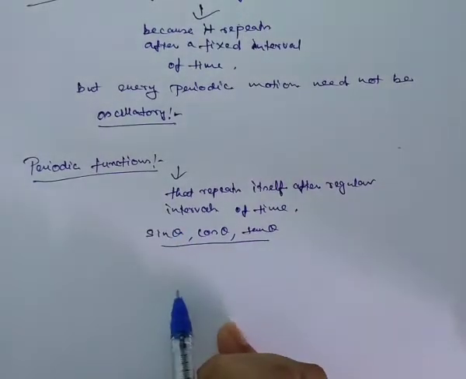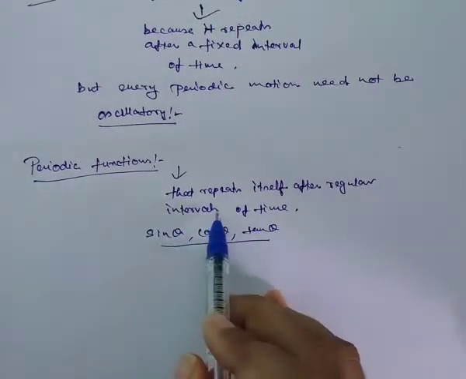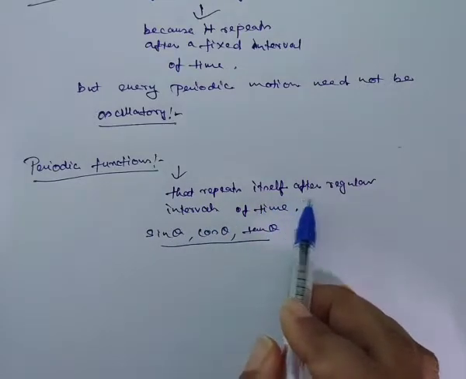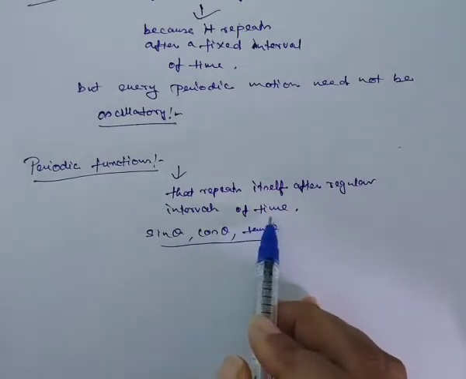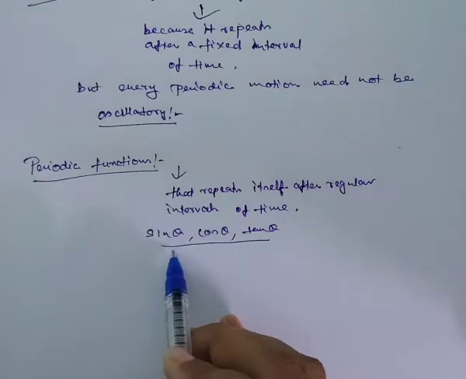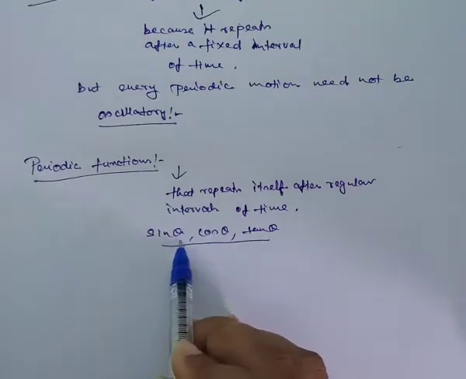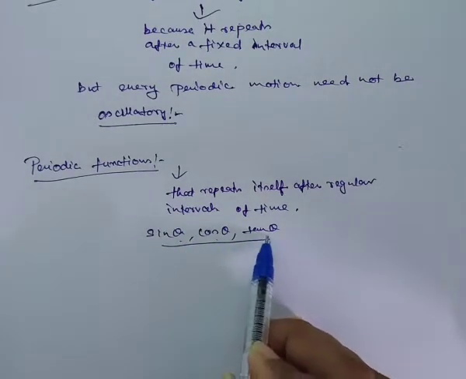What do you mean by the periodic function? Any function that repeats itself after regular intervals of time is called a periodic function. We can take the examples of sine theta, cos theta, tan theta.